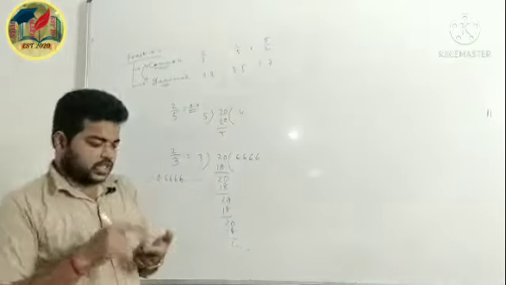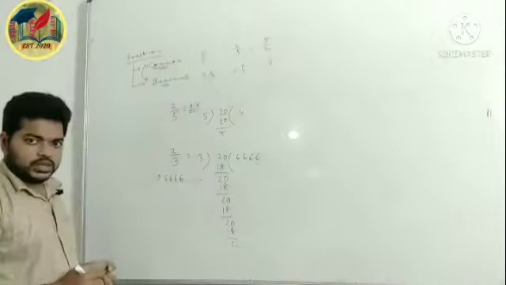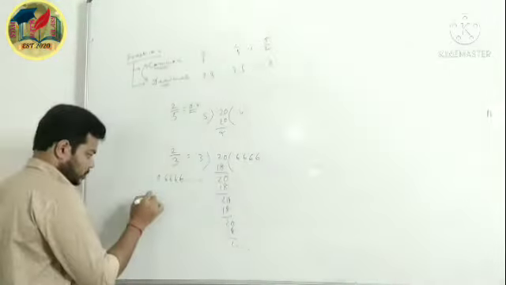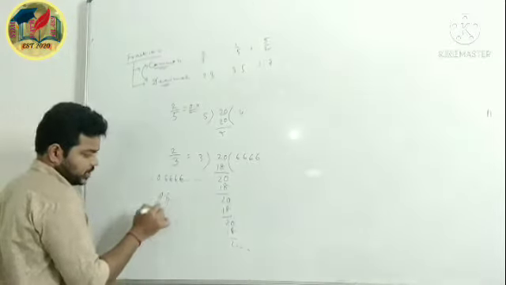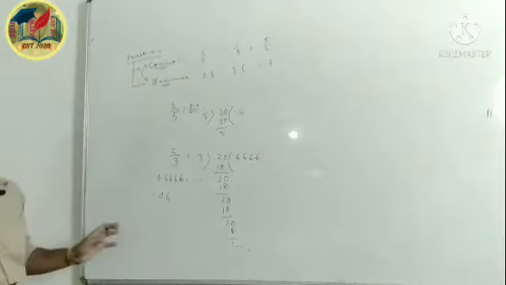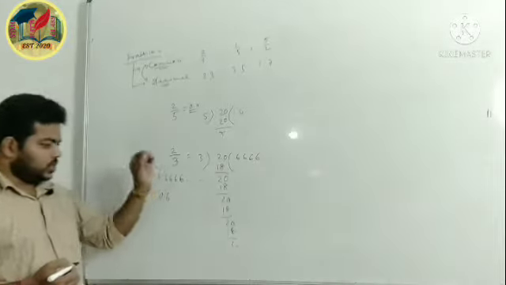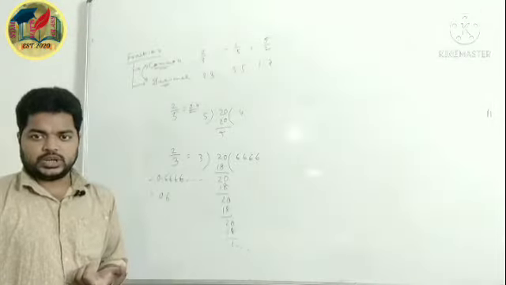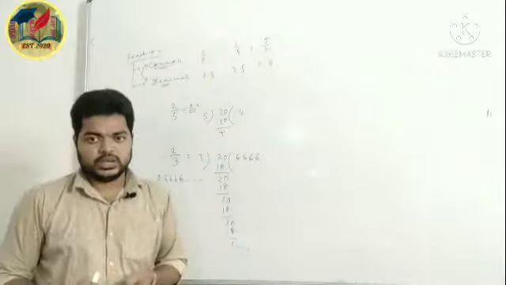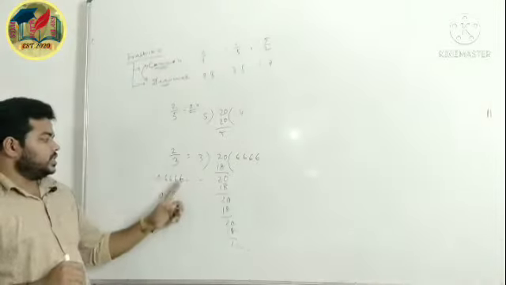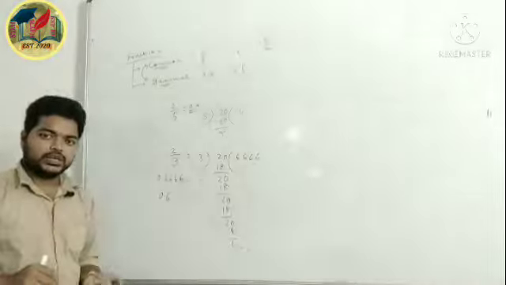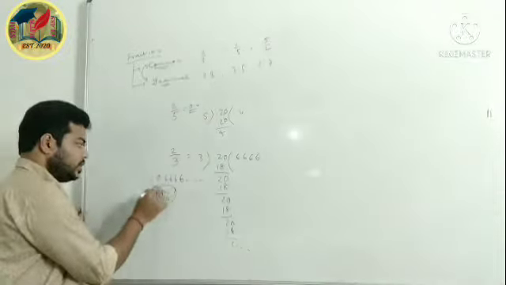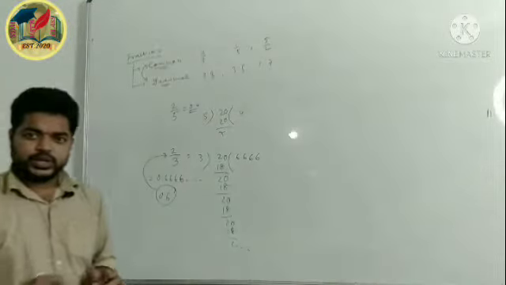For expressing non-terminating decimal numbers, we use recurring digits. So this equals 0.6 recurring. Clear? We put the recurring mark on the digit which is repeating again and again. In 0.6666, 6 is repeating again and again, so we use the recurring mark on 6. This is the decimal expansion of 2 by 3. Clear?